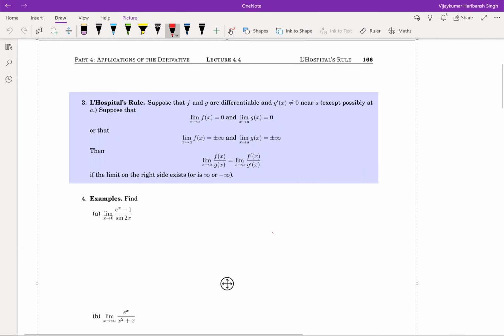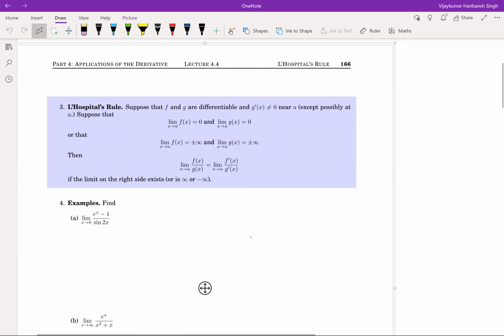Welcome everyone. So last class we discussed L'Hopital's rule. Today I'll finish the remaining set of problems. So recall roughly what L'Hopital's rule is about.